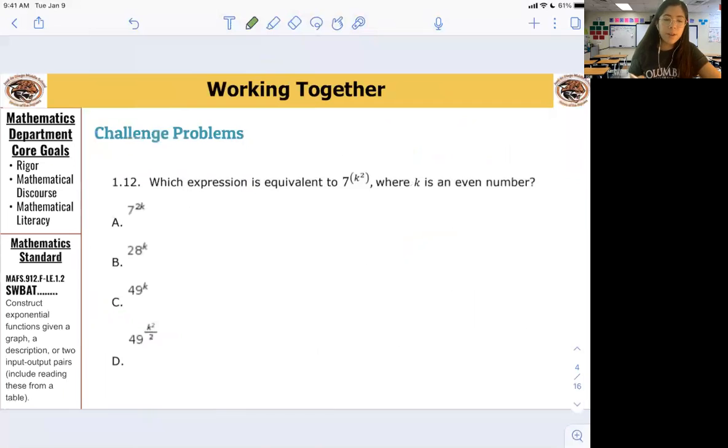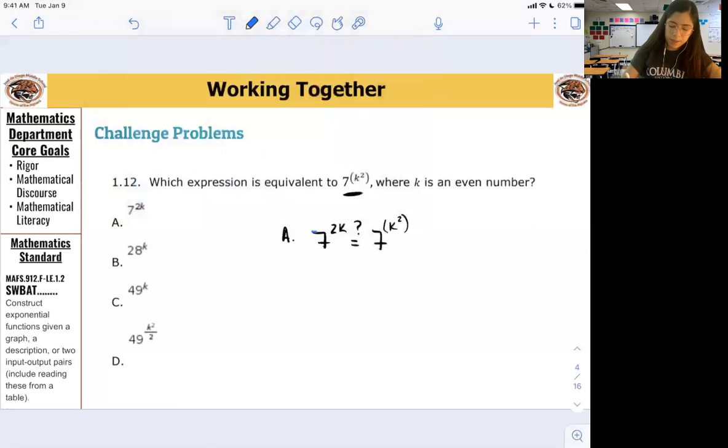Kind of similar. Now, actually, I want to do this one together because it's a little bit trickier. Which expression is equivalent to 7 to the power of k to the power of 2, where k is an even number? Okay. So again, this whole k situation, right? But remember, it doesn't matter what k is. We're just trying to see if one of these answer choices is going to match with 7 to the power of k to the power of 2. So let's start with the first one, A. 7 to the power of 2k, we're trying to see if that's equal to 7 to the power of k squared.